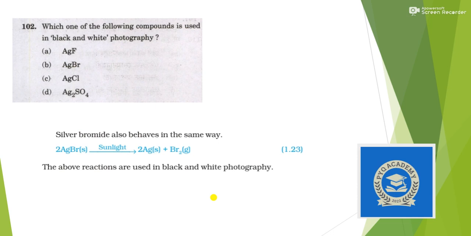The second question is, which one of the following compounds is used in black and white photography? This is also a very simple question. It is directly mentioned in NCERT. You can see this reaction of silver bromide, and it turns into, means it is a decomposition reaction. So it is used in black and white photography. So our answer is option B.